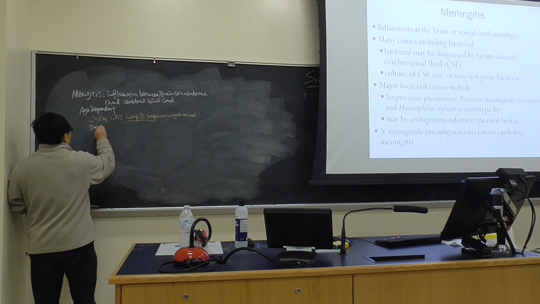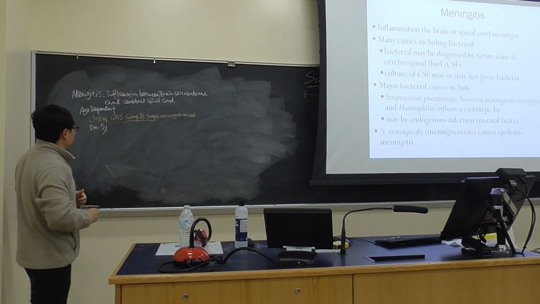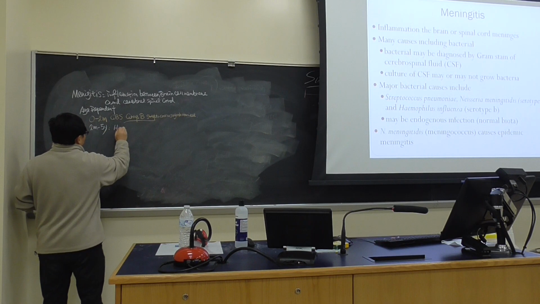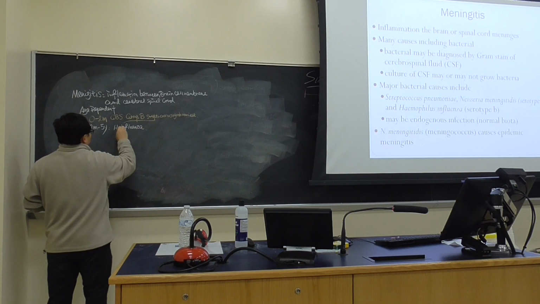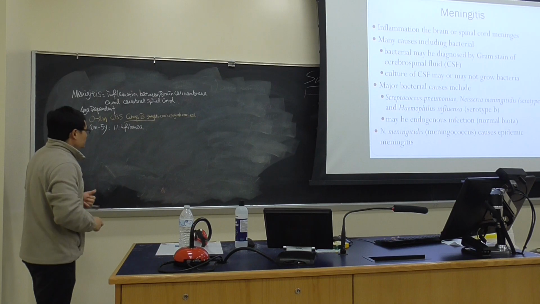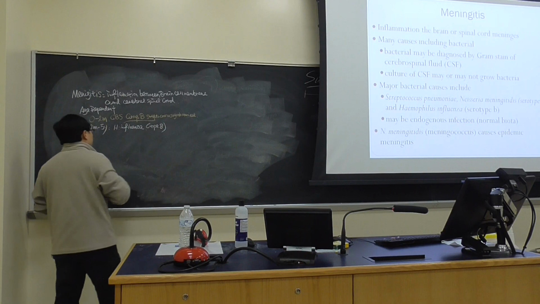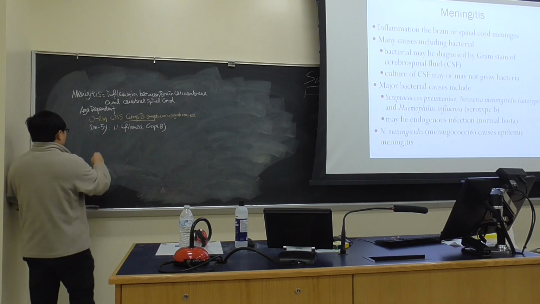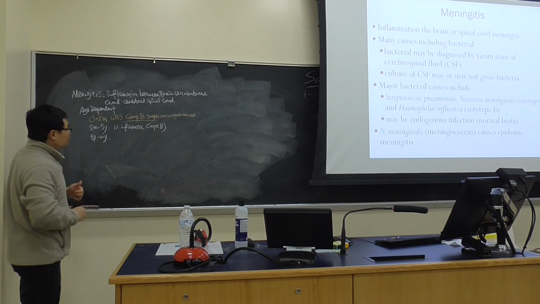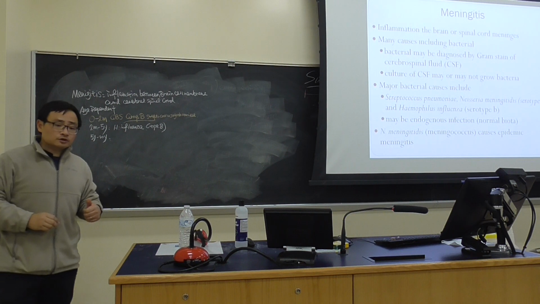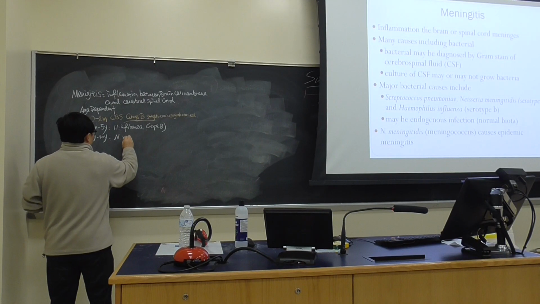How about 2 months to 5 years old, young kids? The pathogen responsible for meningitis is Haemophilus influenzae. We will talk about this in a second. And this Haemophilus influenzae is usually type B. Okay, how about 5 years old to 40 years old? That is most of you, undergraduates or college students, it's a risk group. It is Neisseria meningitidis.